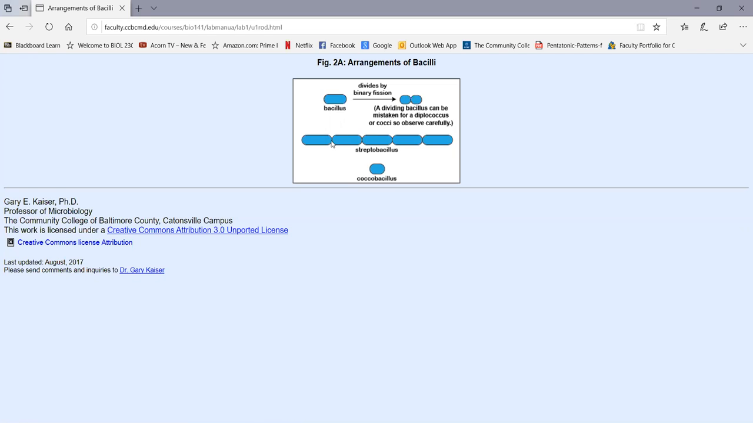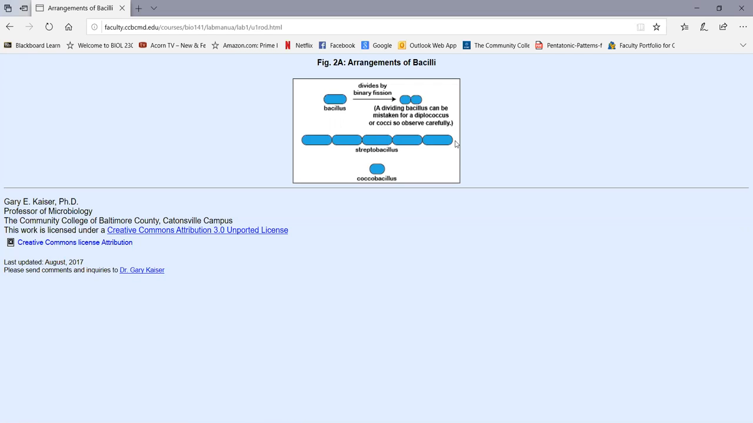The second arrangement is bacilli in chains, streptobacillus. Again, strepto means chain, so streptococcus is a chain of cocci, streptobacillus is a chain of bacilli. And then there's one arrangement you won't have to recognize because we can't really tell it that easily under the microscope, and we don't look at any of these through the semester, but that's coccobacillus.